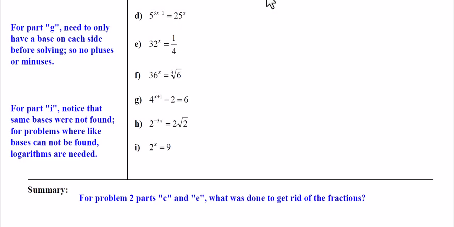So we are still in the business of making sure that the bases are the same, because if the bases are the same, then we can set the exponents equal to each other and solve them that way. So in part D, we could express 25 as 5 squared. But notice that it has an x, so I'm going to put the x right next to that 5 squared, because 5 squared is 25.